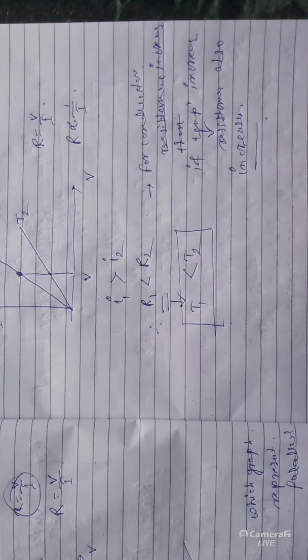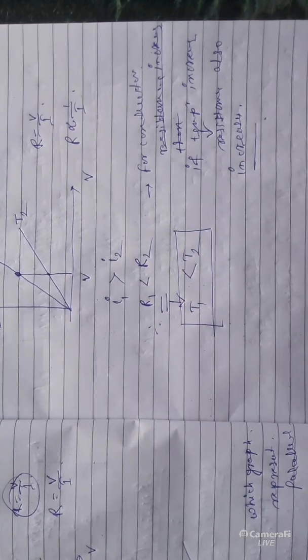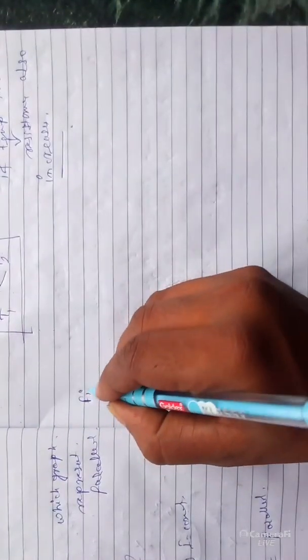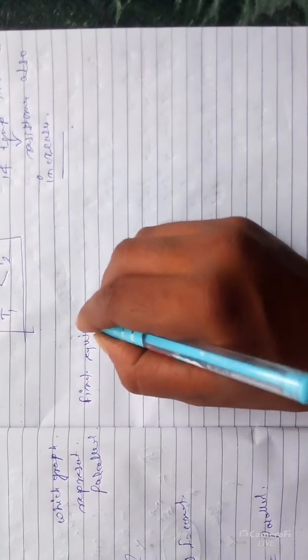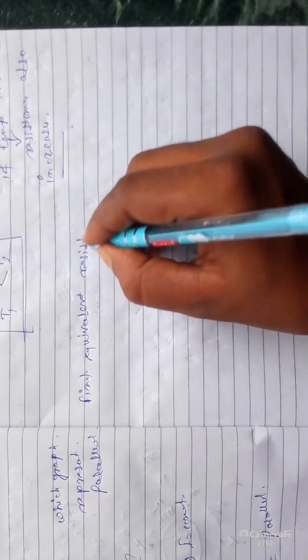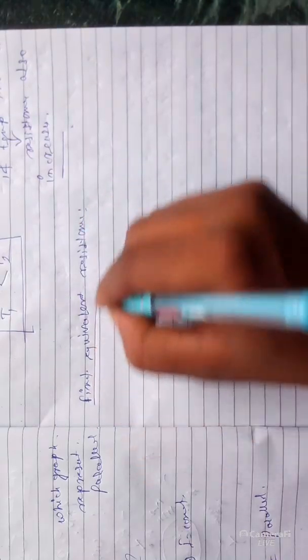So the last numerical, I am solving this one from the principle of the Wheatstone bridge. Very simple. Another numerical: find the equivalent resistance. Last numerical: find the equivalent resistance. Very simple numerical and very important also.